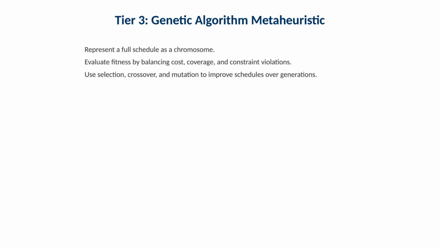Tier 3 treats the entire schedule as a candidate solution that can be improved through evolutionary search.